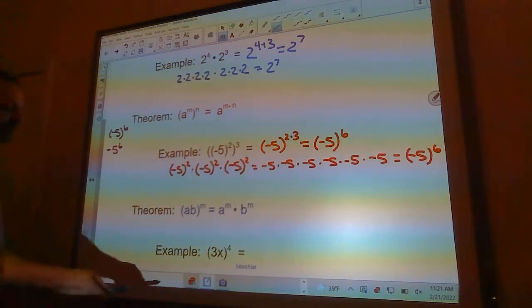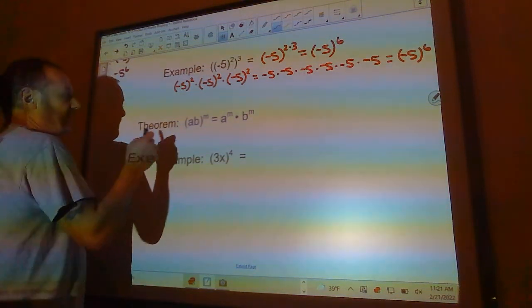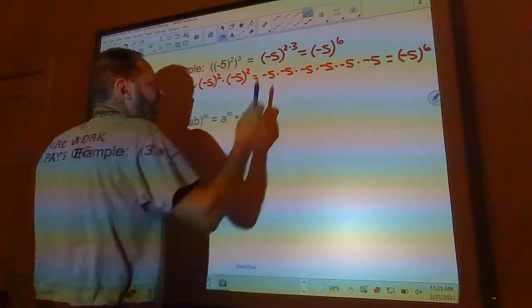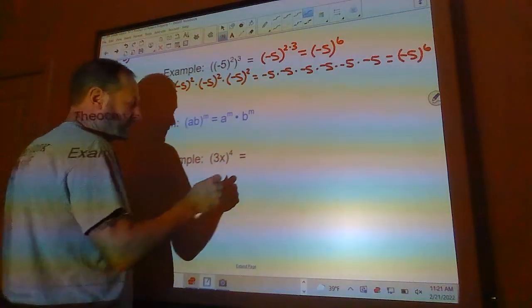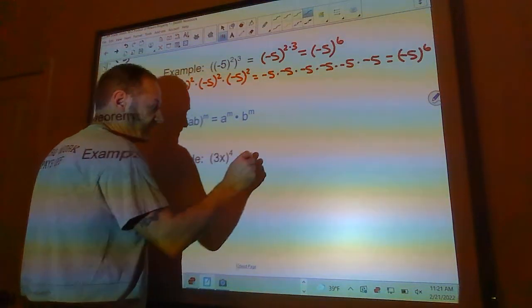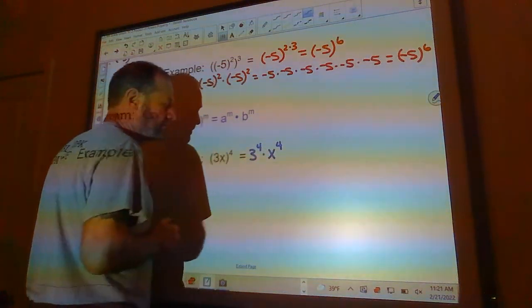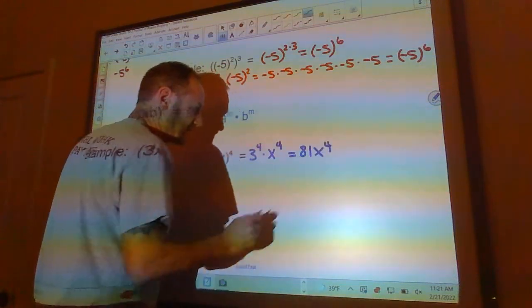And then we have this theorem. a times b to the m power is a to the m times b to the m. So for example, 3x to the 4th power. According to this, it's going to be 3 to the 4th times x to the 4th, or that would just be 81 x to the 4th.